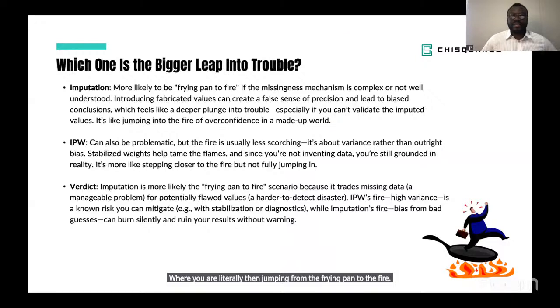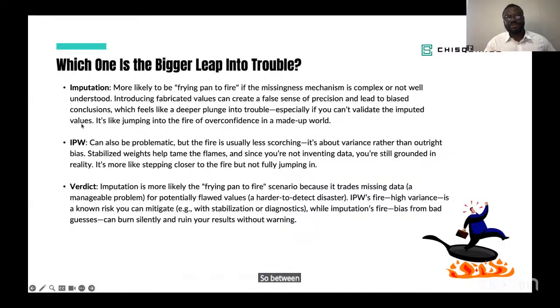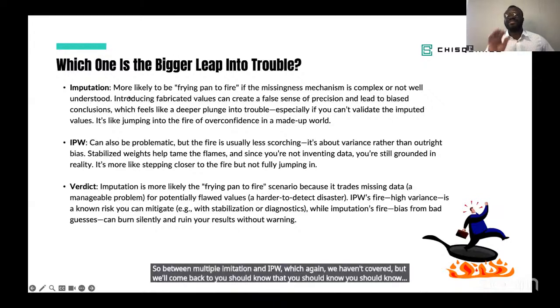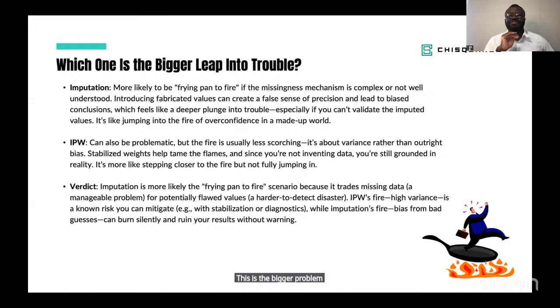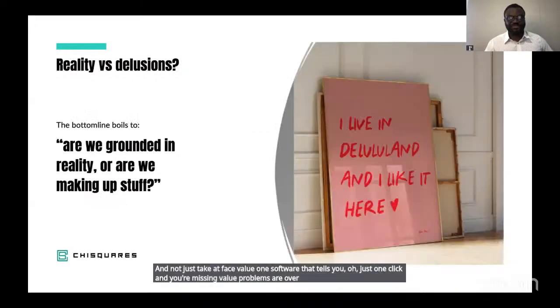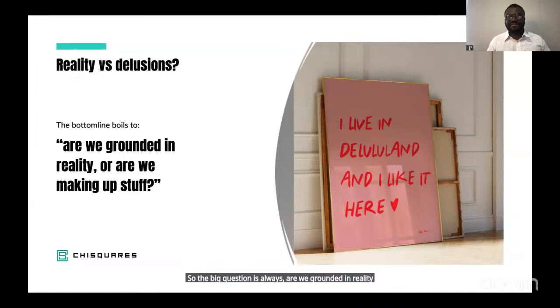So in between multiple imputation and IPW, which again we haven't covered, but we'll come back to it, you should know that multiple imputation is the biggest problem you have. Of all the methods to address missing values, this is the bigger problem. So you should be very, very cautious before just jumping into it. And don't just take at face value one software that tells you, oh, just one click and your missing value problems are over. That is definitely not true. So the big question is always, are we grounded in reality or are we just making up stuff? You can easily get into that territory of just making up stuff with multiple imputation if you're not careful.